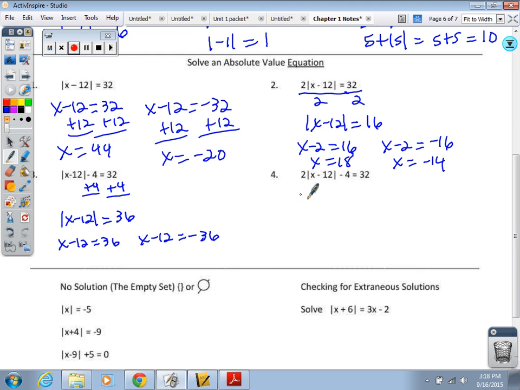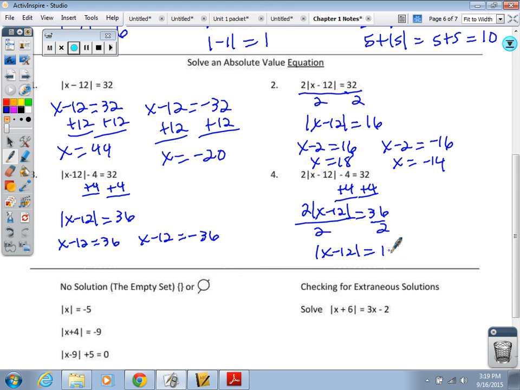Here, we're going to follow order of operations, so we're going to add 4. Notice the goal is still to get the absolute value by itself. So you're going to have 2 times the absolute value of x minus 12 equals 36. Then you're going to divide both sides by 2 so that the absolute value of x minus 12 is equal to, what is that, half of 36?